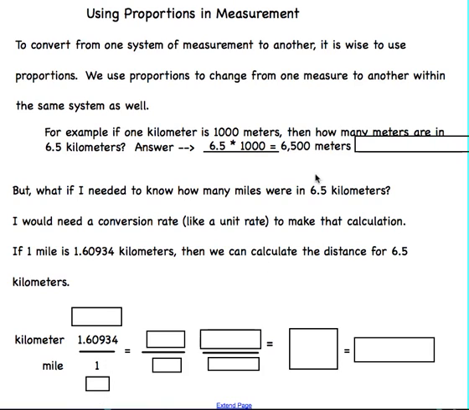Then we have to figure out what we were looking for. We don't know how many miles are in 6.5 kilometers, so the miles will be our variable. And I put m to remind myself this is in miles. So our kilometer is 6.5 kilometers. Now we cross multiply 6.5 times 1 and 1.60934 times m.